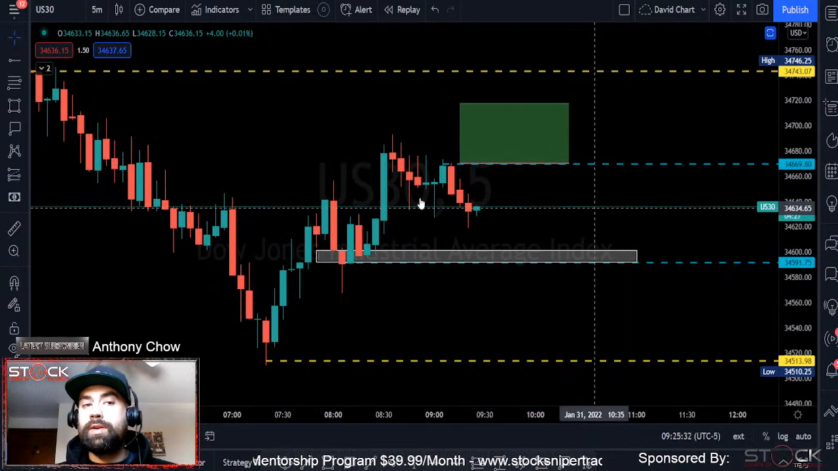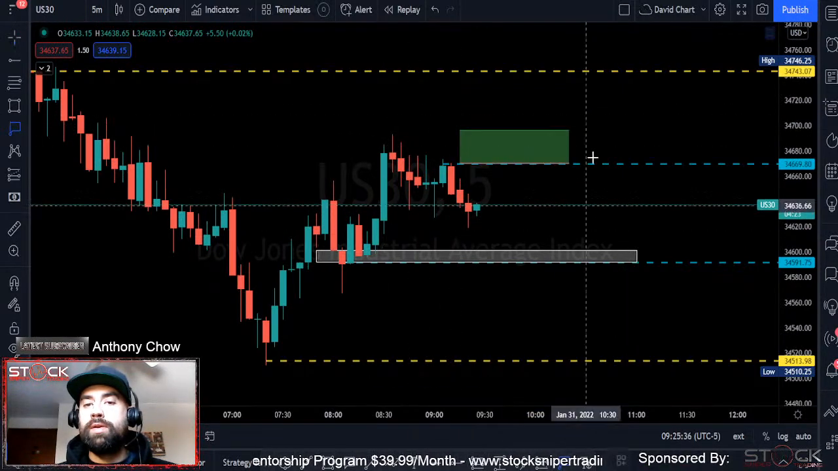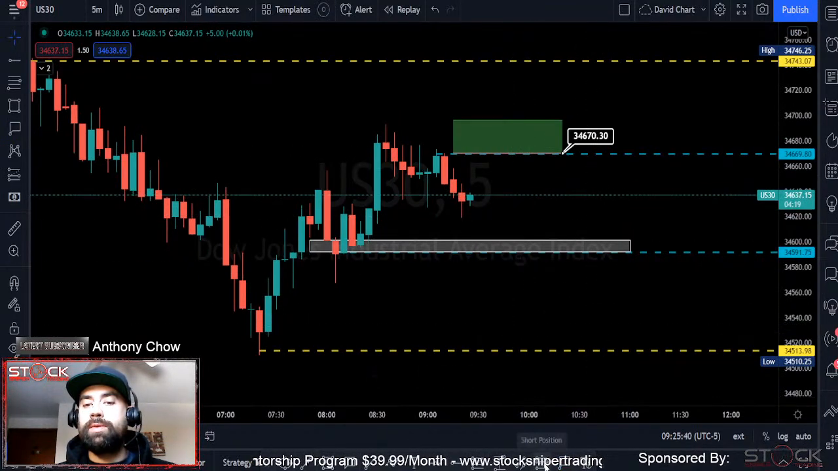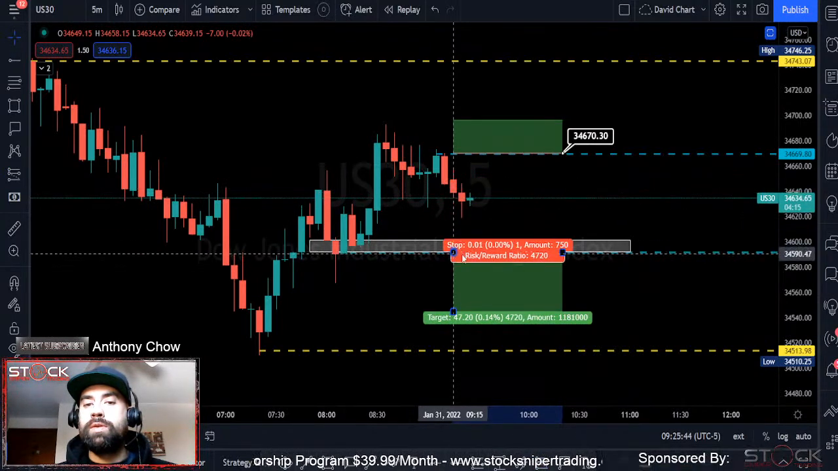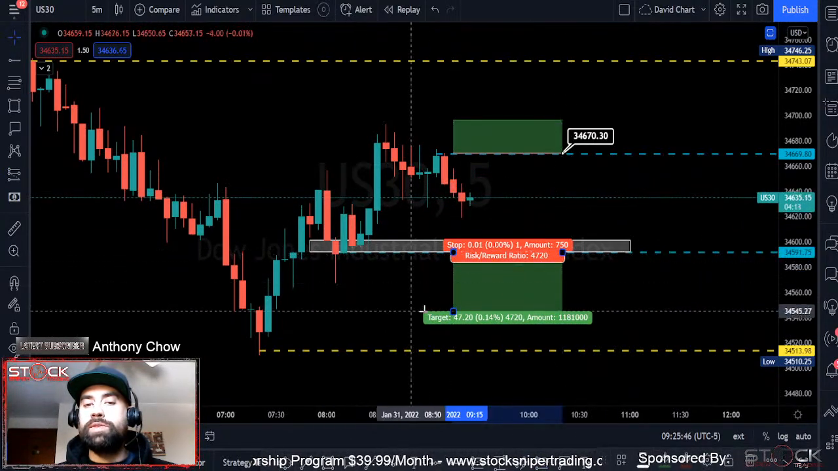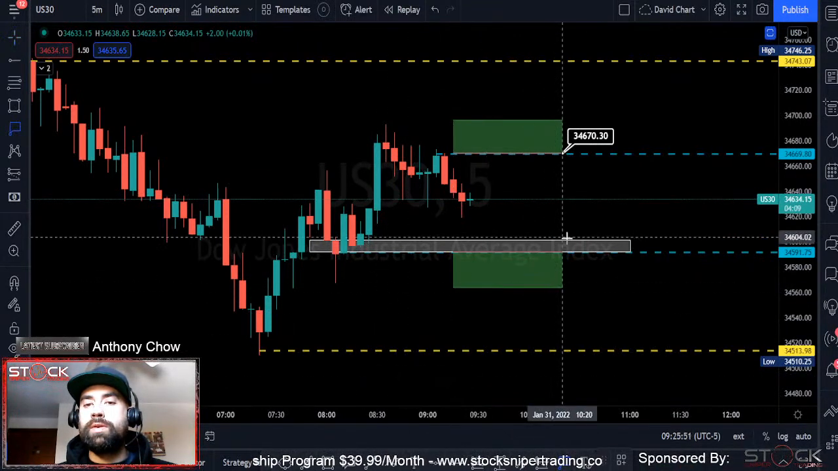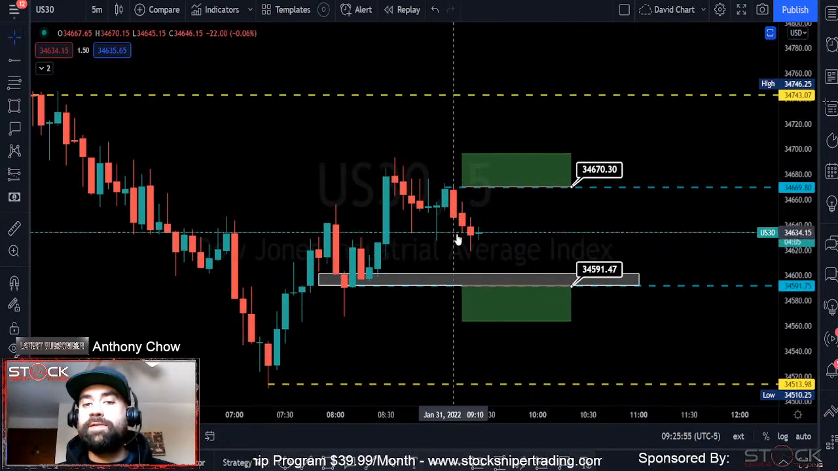Down here. Okay, and if it wants to break down in a short, looking at roughly down here, maybe fill in these wicks. So we got a nice little area right here. This is the 50 area, guys.